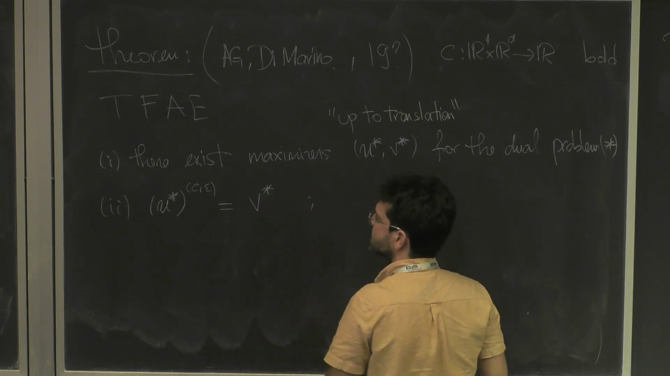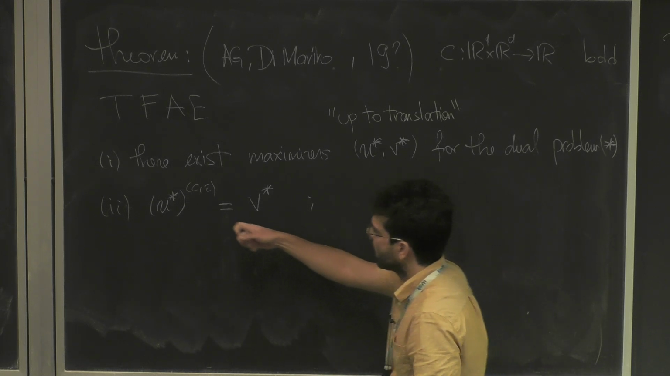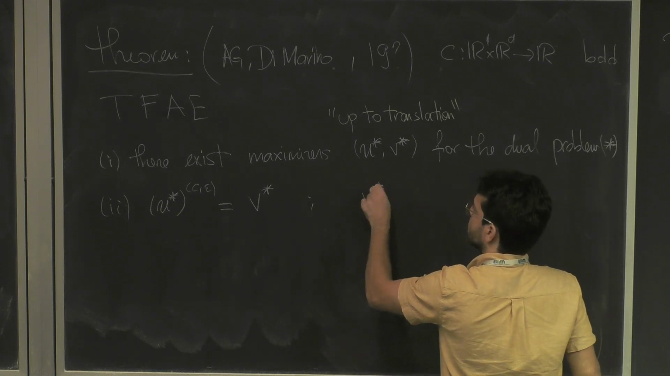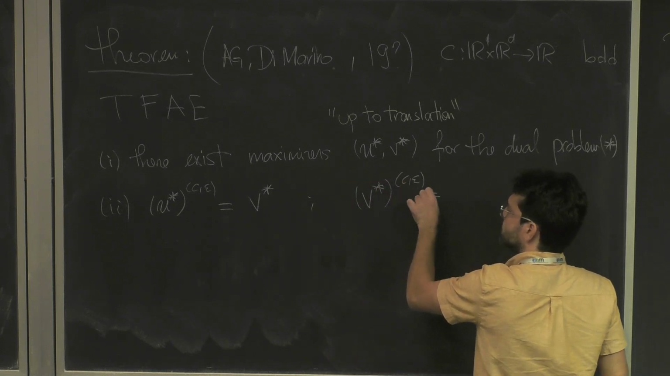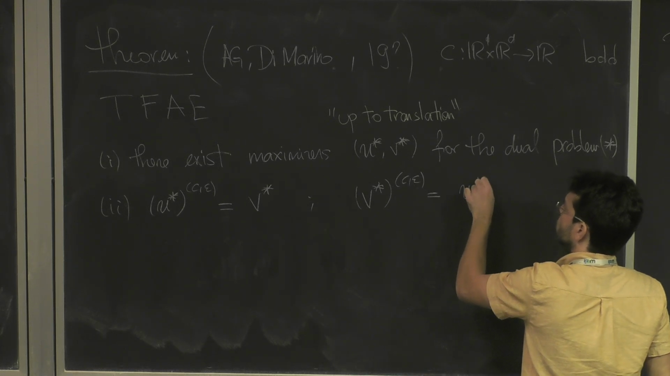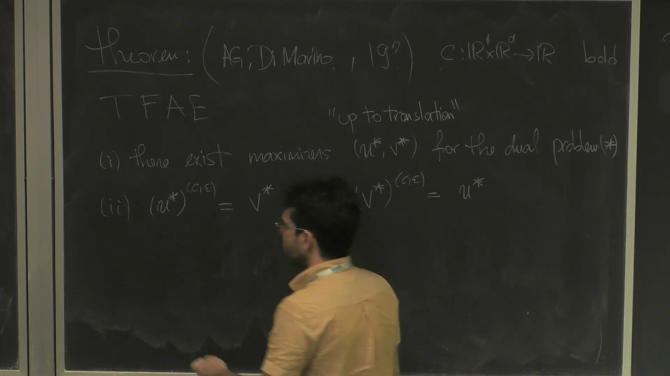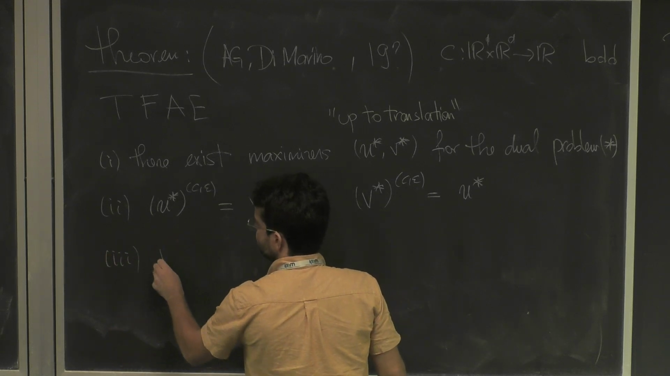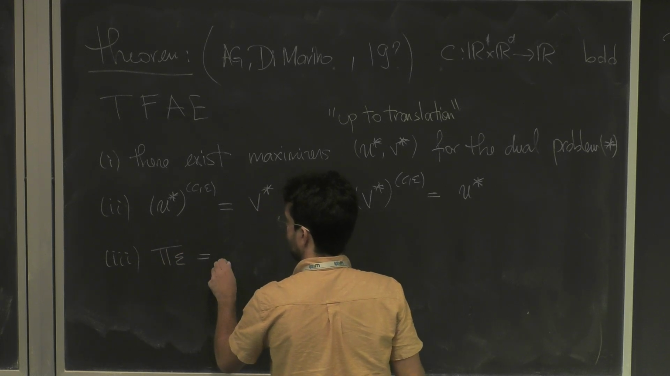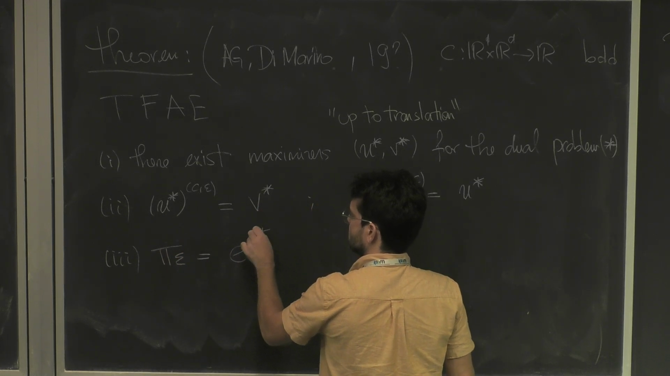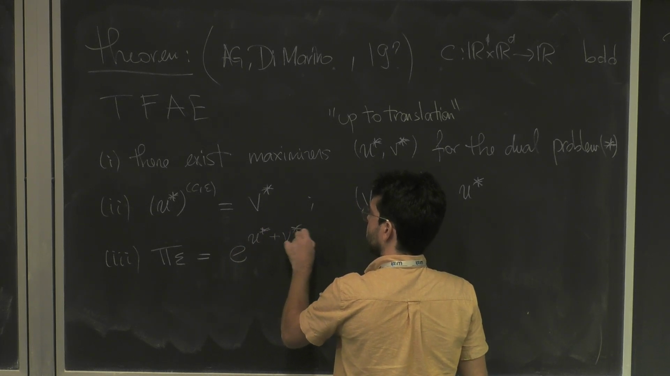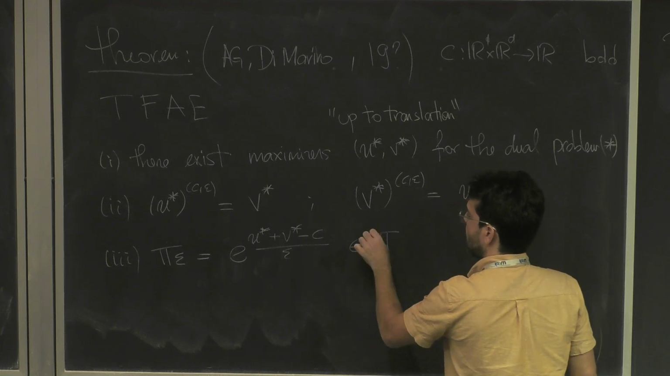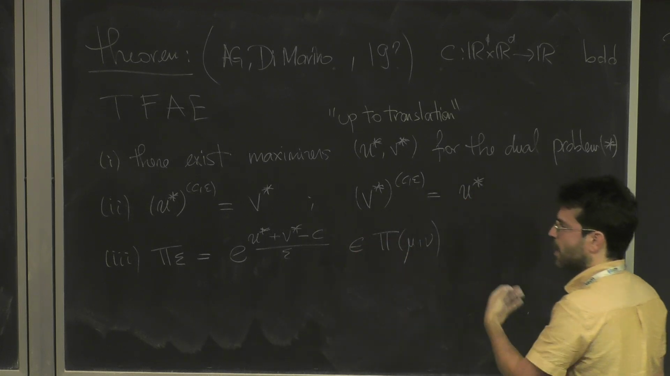You can think about this as a sort of fixed point. When you apply the Sinkhorn algorithm and you converge, you are at a fixed point. And v star, C epsilon transform, is equal to u star. The third equivalent property is that if you define pi epsilon as exponential of u star plus v star minus C divided by epsilon, then this has the correct marginals. So this is in particular a competitor.